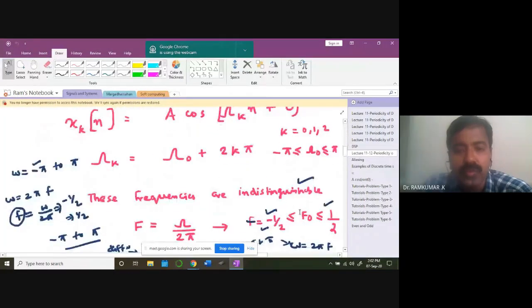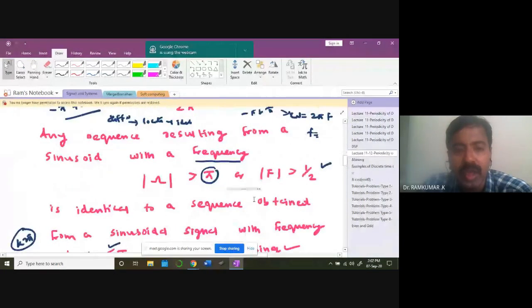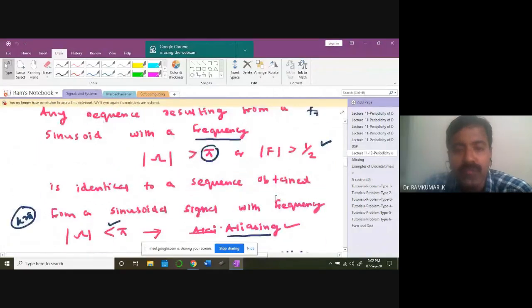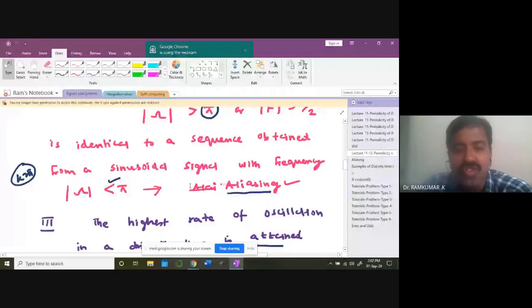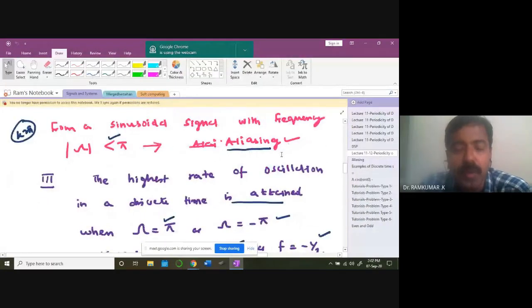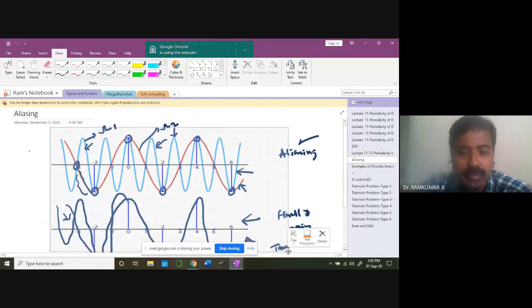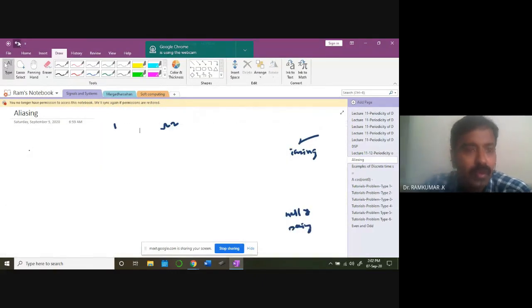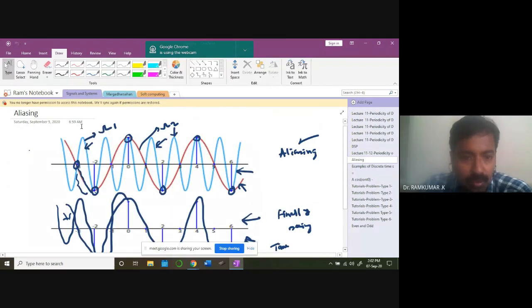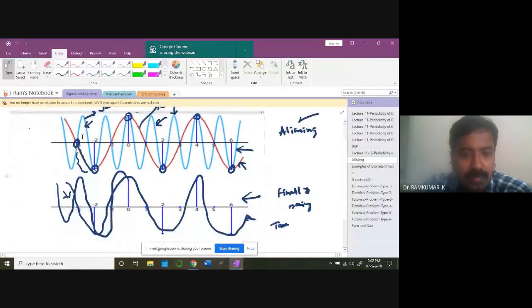We also understood that in order to have unique frequencies, you need to operate within the range of pi. Otherwise you may end up in a problem called aliasing. Aliasing picture, in fact, I've shown you this. I hope you can recall this. Look at this. You have the original waveform, the blue one, and there is an aliasing signal, another one. The red one is an aliasing version of the blue one.